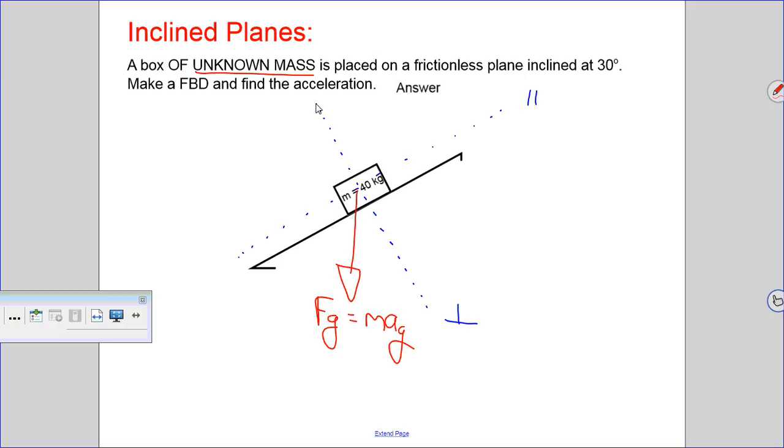Or you could write mg if you want. Just remember that whatever it is, it's going to be negative, right? All right, and then we're going to have a normal force, which you guys already told me was going to be this way. Cool?